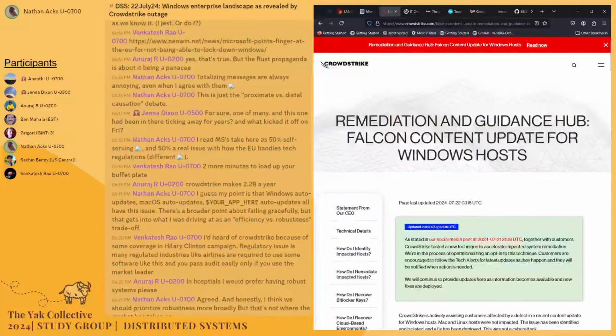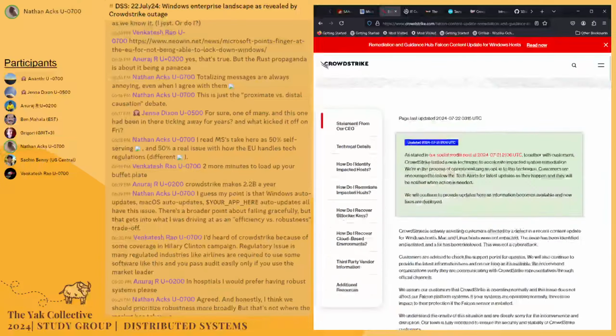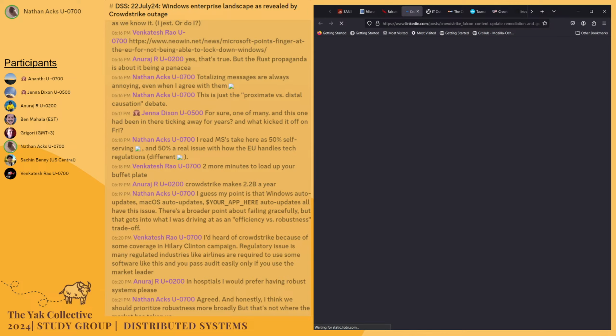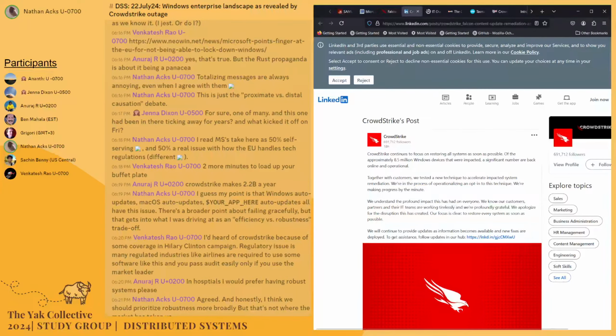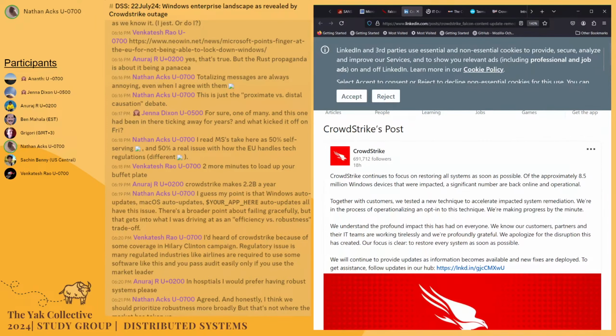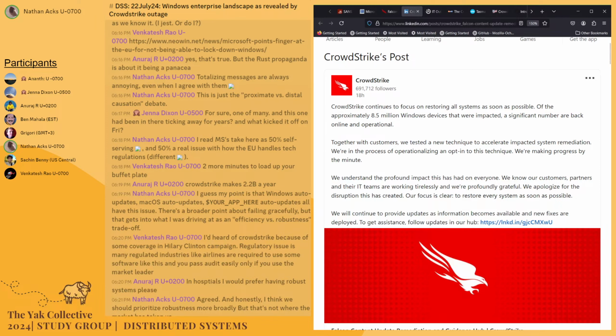So basically on Friday night, there was a bad configuration file that was pushed into the update queue for CrowdStrike. It seemed to have been live for maybe an hour or two at most before CrowdStrike caught it and replaced it with a good file. But that was enough time for a lot of machines to pull it down.